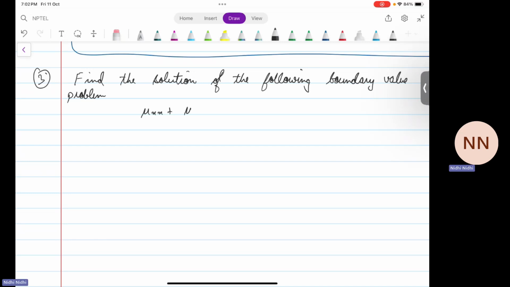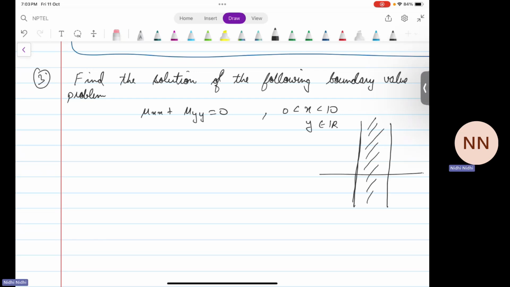Uxx plus Uyy equals 0 for x between 0 and 10 and y in the whole of R. So we can see that our domain is an infinite strip. X is restricted from 0 to 10 and y can be any real number. So our domain is something like this.